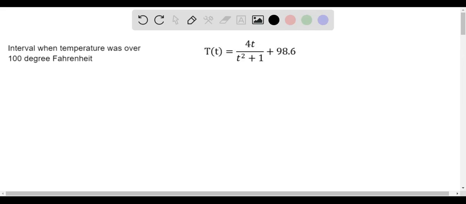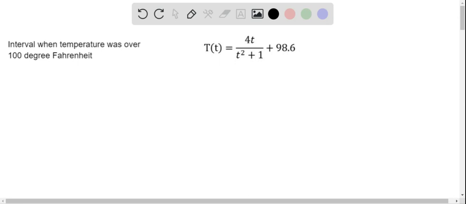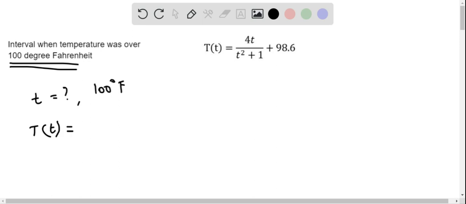Here we are given this function T of t, which represents the temperature of a person during an illness in terms of degrees Fahrenheit. And we have to determine the interval when temperature was over 100 degrees Fahrenheit. So first we are going to find out at what value of time, that is t, the temperature is exactly 100 degrees Fahrenheit. So for that I'm going to put T of t equal to 100 degrees Fahrenheit, or if it is just numerical, I'll plug in 100 only for T of t and then find the corresponding t. So using this information, we can find the interval. So let's do this first.